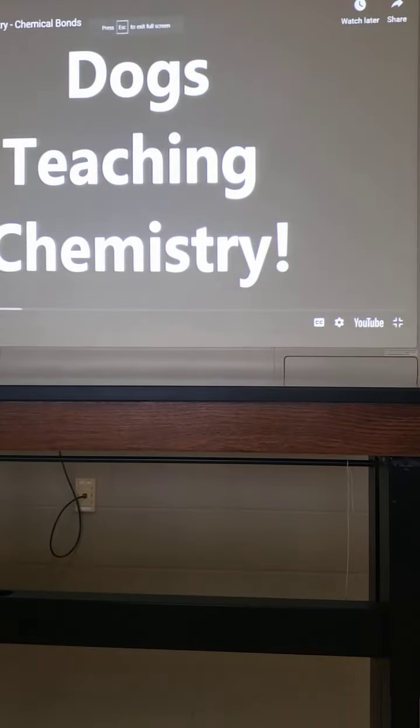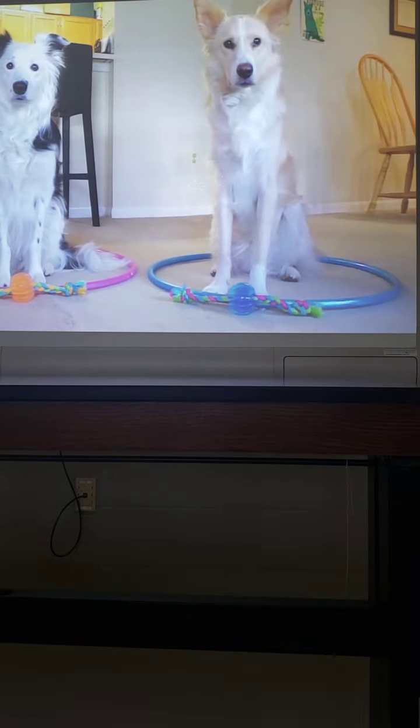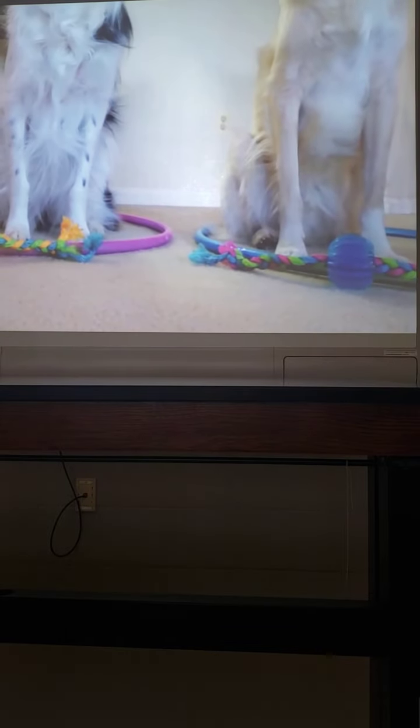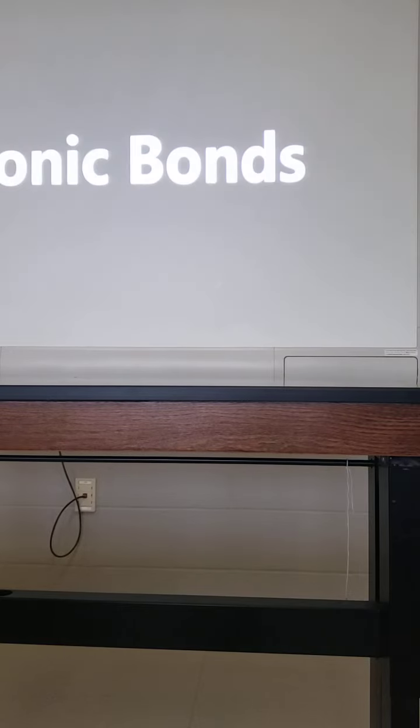Welcome to Dogs Teaching Chemistry. Our first lesson is chemical bonding. Chemical bonds are what hold atoms together. A chemical bond is an attraction between atoms that allows the formation of a chemical substance. The electrons that participate in a chemical bond are called valence electrons. These are electrons that are found in an atom's outermost shell. Let's take a look at the types of chemical bonds that can be formed between atoms.